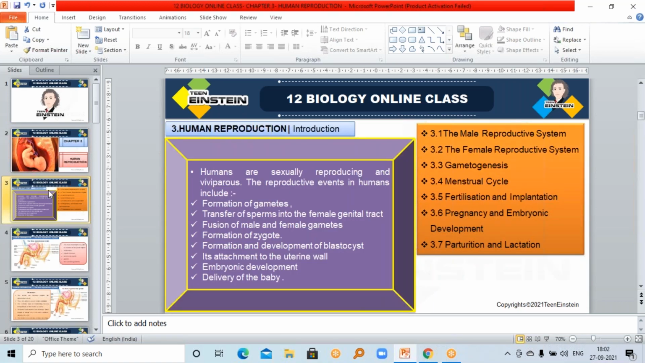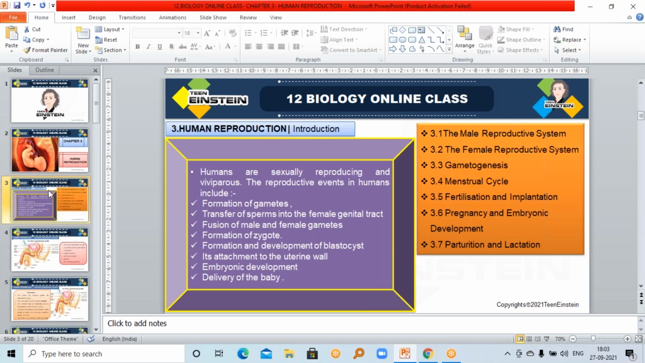So before going to the details, we'll discuss the general points about human reproduction. Everyone knows what sexual reproduction is. What is reproduction? The process by which organisms produce their offspring. They are producing their next generation or their offspring. That is called reproduction.